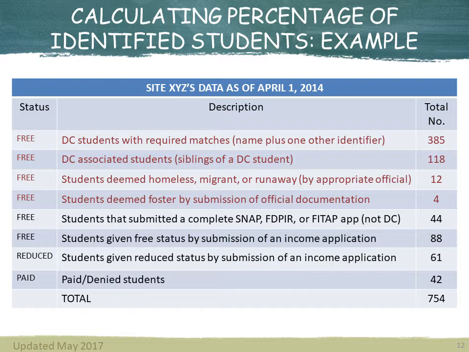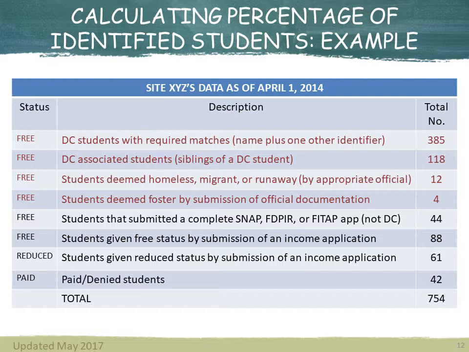Then also we're going to count the DC associated students. So these are the siblings. When we're extending the benefits out to those siblings that are on the DC list, we're counting those children as well. And then students deemed homeless, migrant, or runaway by the appropriate officials.